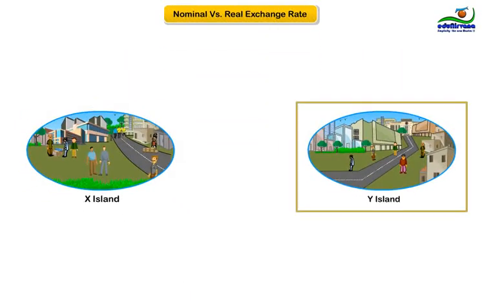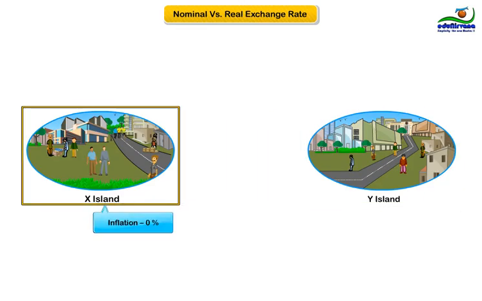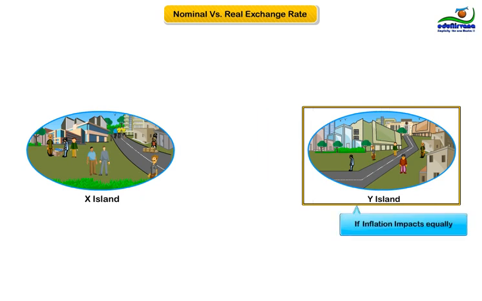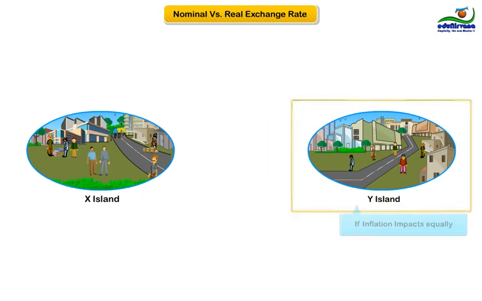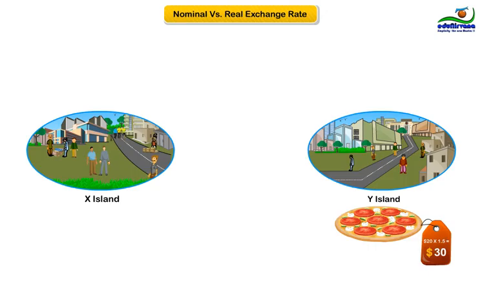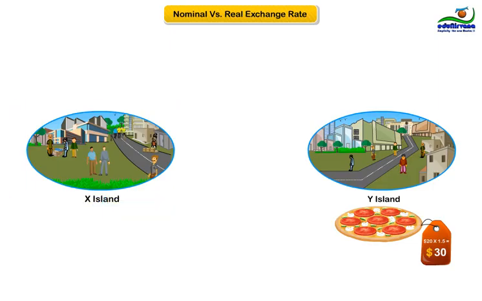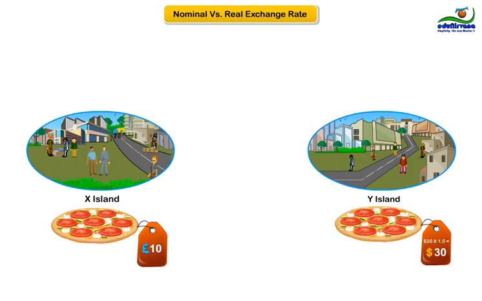Now let's suppose Y island has a 50% inflation rate, whereas X island has no inflation whatsoever. If the inflation in Y island impacts every good equally, then the price of pizza in Y island will be $30 on January 1st, 2010. Since there is zero inflation in X island, the price of pizza will still be £10 on January 1st, 2010.